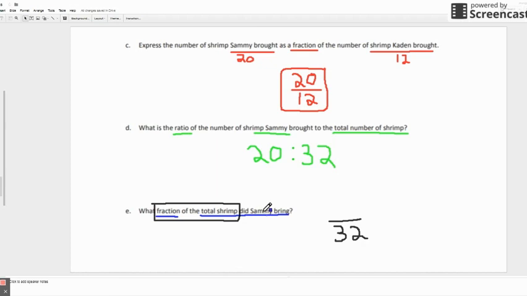This one's written a little bit backwards, but because of the wording, fraction of the total goes on bottom, and what Sammy has goes on top. And of course, Sammy had 20. So this would be the value of the shrimp that Sammy brought in relation to the total. Sammy brought 20 shrimp in relation to the 32 total shrimp that were there. All right, so wording is important. We have to make sure that we look at the wording of a fraction indicating the denominator, fraction of the number of shrimp Caden brought. So that would indicate the denominator.